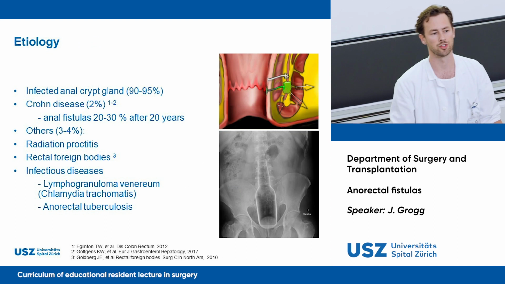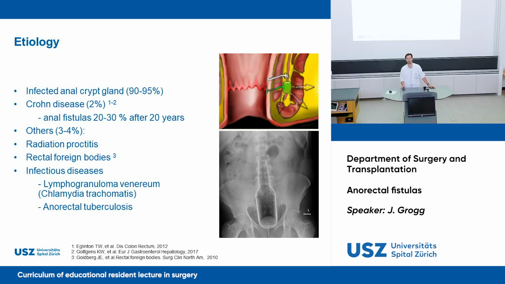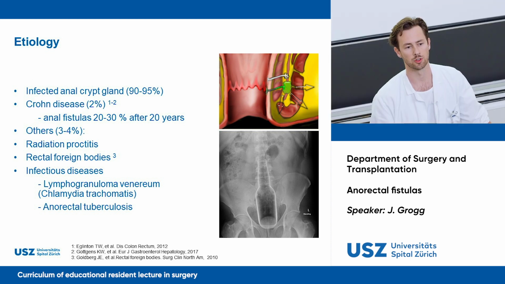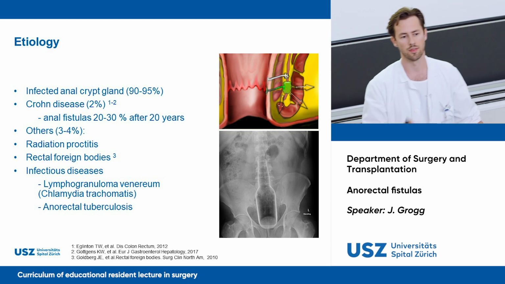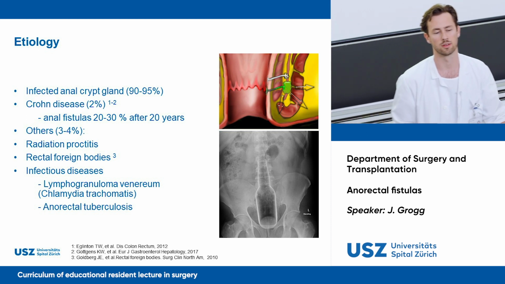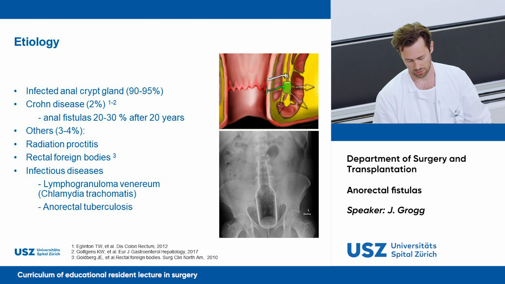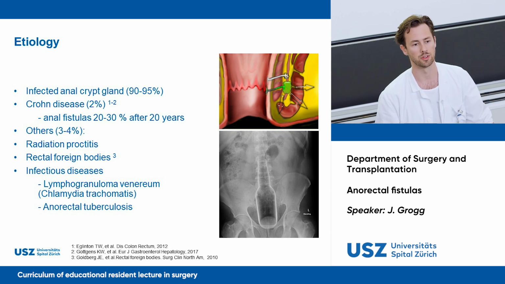Where do the anal fistulas come from? The majority of the patients have a chronic infection of an anal crypt gland. As you see in here, the crypt is infected, and this infection goes the way of least resistance, down right through the sphincter muscles or up, and by that a chronic anal fistula is formed.